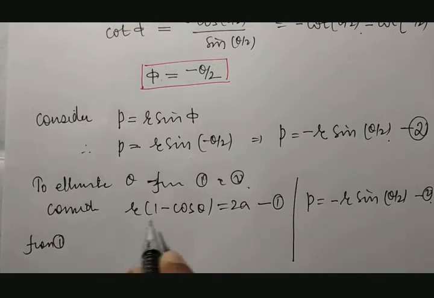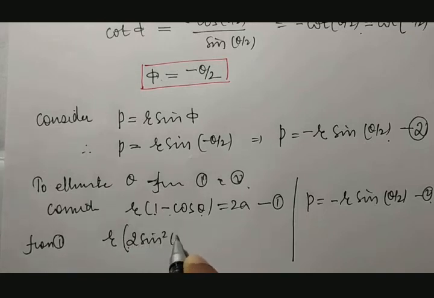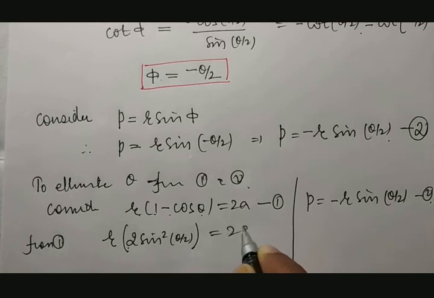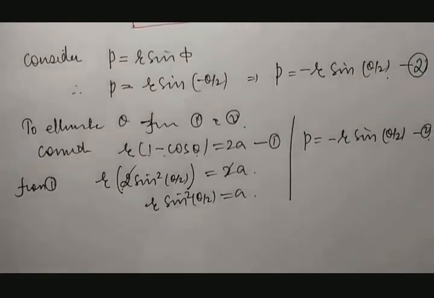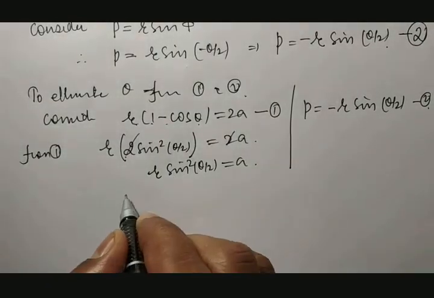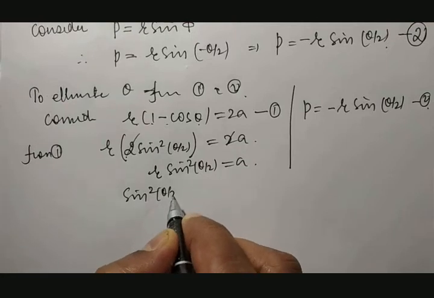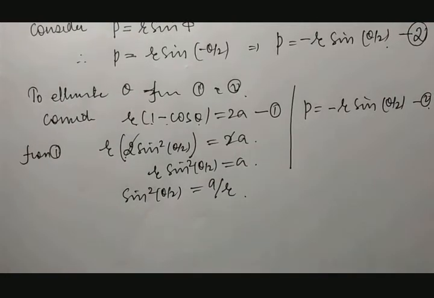From equation number 1, r(1 - cos θ). How do you write 1 - cos θ? 2 sin²(θ/2), so r · 2 sin²(θ/2) = 2a. Fine. Therefore, on both sides 2 gets cancelled. Therefore, it is r sin²(θ/2) = a. Then sin²(θ/2) is equal to a/r.